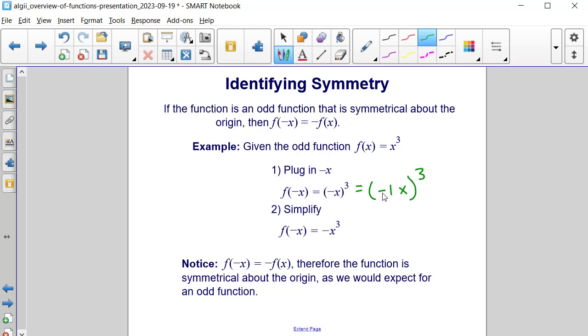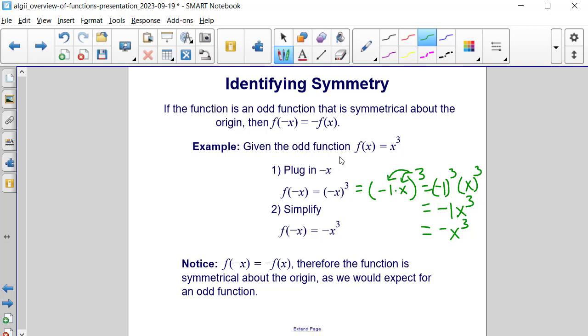And when you have multiplication between two terms, you need to bring the third power to both of your terms. So that will be equivalent to negative 1 raised to the third power times x raised to the third power. Well, negative 1 to the third power is negative 1. And then x cubed is x cubed. And you don't necessarily have to write the entire negative 1. You could just leave it as negative x cubed. So that's how you would simplify f of negative x.